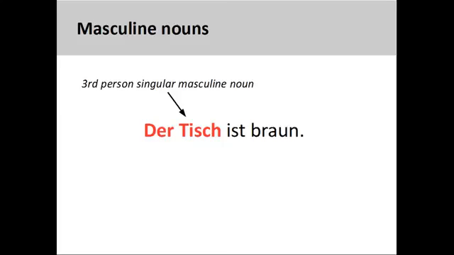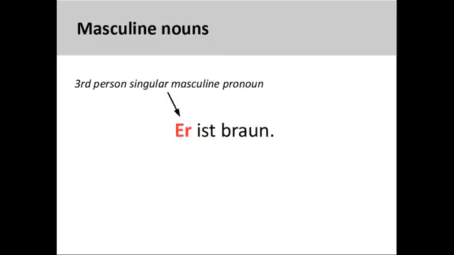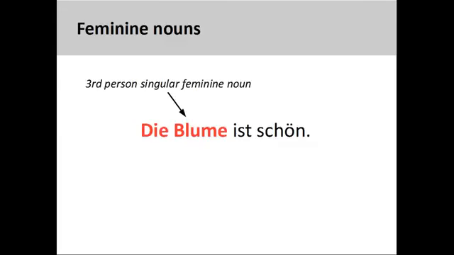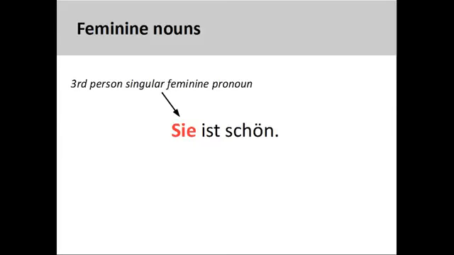For instance, in the sentence you see on the screen, der Tisch ist braun, the table is brown, the masculine noun Tisch can be replaced by the third-person singular masculine personal pronoun er, he. Or the feminine noun Blume in die Blume ist schön, the flower is beautiful, can be replaced by the third-person singular feminine personal pronoun sie, she.